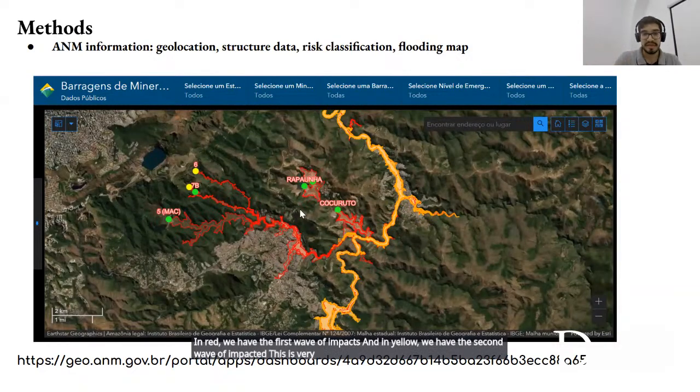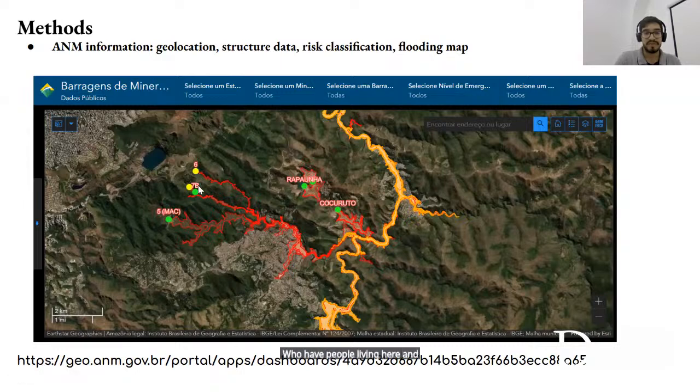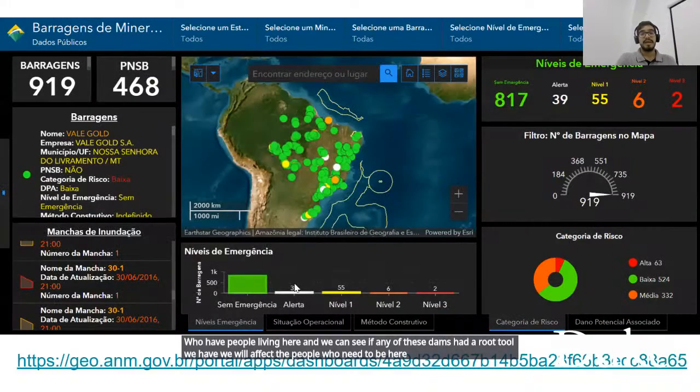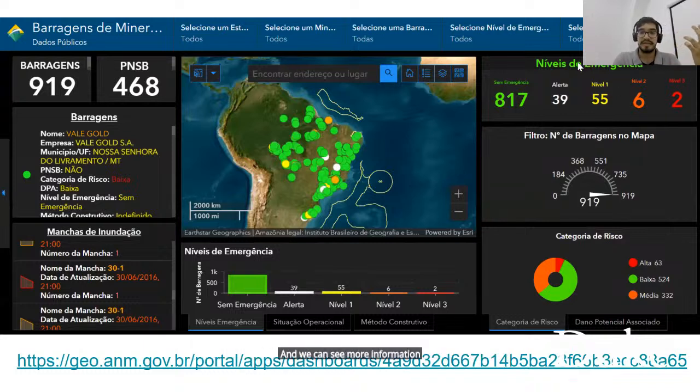This is very interesting. This is a dynamic and interactive website, and we can see here, I don't know if you can see, it's a city. We have people living here, and we can see that if any of these dams had a rupture, it would affect the people who live here. This is the same website, and we can see more information here, like the level of security. The number of dams is here, 919, and about half of this number has information about the security.